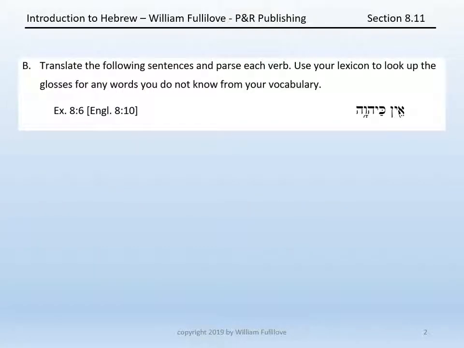Part B then gives you time to work on parsing verbs and translating clauses, phrases, or sentences. So for instance, the first is from Exodus 8:6. Now notice in the Hebrew, it's chapter 8, verse 6, but in English translations, it's typically chapter 8, verse 10. When this type of situation occurs, that the Hebrew and English verses are off count, you will typically put the English in brackets after the Hebrew citation.